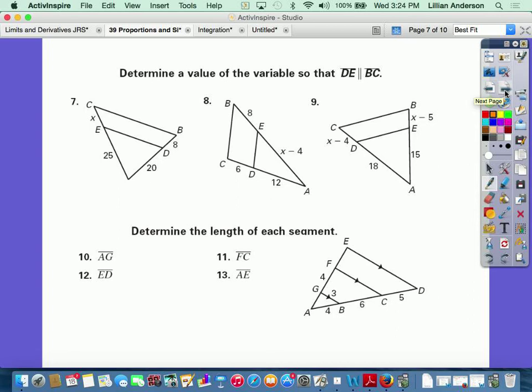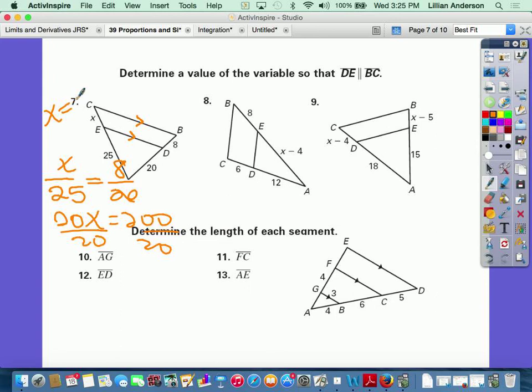Now here we have to find the value of the variable so that the two lines are parallel. And if you recall from the converse of the triangle proportionality theorem, these lines are parallel only if these sides are proportional. So you would set up a proportion, x over 25 equals 8 over 20. Cross multiply, 20x equals 200, divided by 20, and x equals 10.